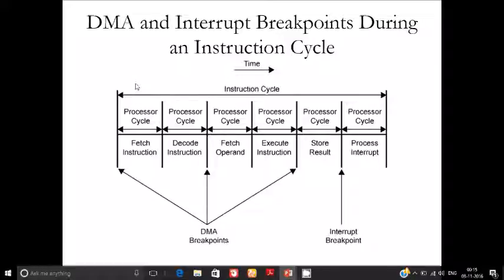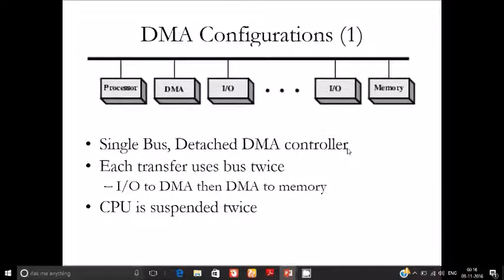DMA and breakdown during the instruction cycle. This is the processor cycle, and in this processor cycle: fetch the instruction, decode it, fetch operand, and execute instruction. For everything there will be some breakpoint, and this is the entire instruction, and this is the interrupt breakpoint. You can see this is the interrupt breakpoint.